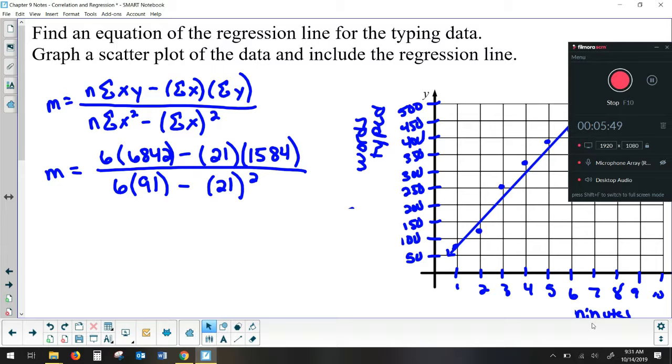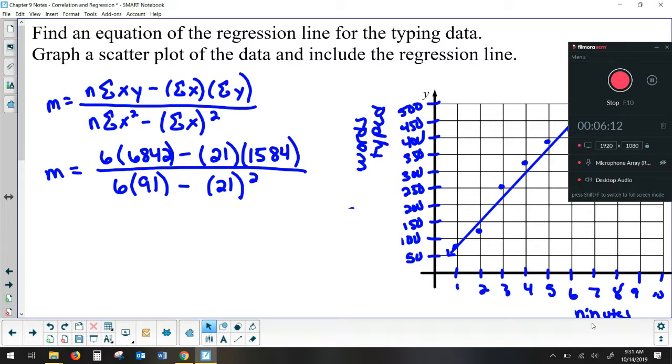You will get 6. We typed about n. n was the number of x values you were given. You were given 1 through 6. So 6 times 6,842 minus 21 times 1,584 all over 6 times 91 minus 21 squared.